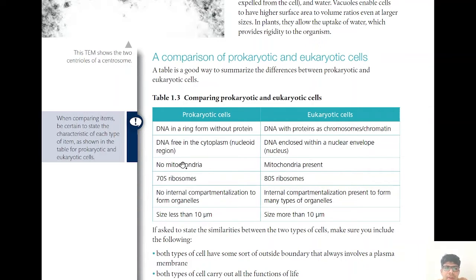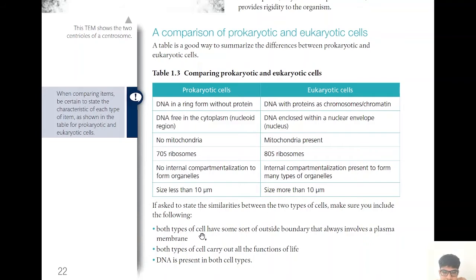Prokaryotic cells have no mitochondria; eukaryotic cells have mitochondria present. Prokaryotic cells have 70S ribosomes and eukaryotic cells have 80S ribosomes. Prokaryotic cells have no internal compartmentalization to form organelles, and their size is less than 10 micrometers. Eukaryotic cells have internal compartmentalization to form many types of organelles, and their size is more than 10 micrometers.